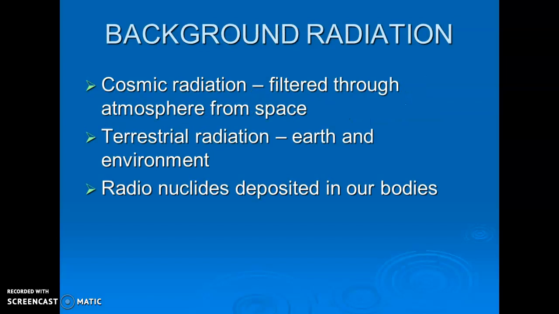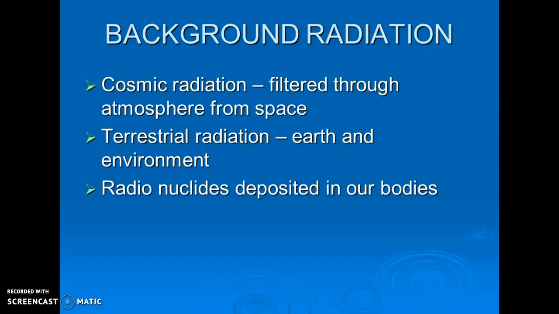Some different sources of radiation. You have cosmic radiation, which just filters to Earth from space. Our atmosphere protects us from a lot of that, but some radiation still gets through. Otherwise, we wouldn't be warmed by the sun. We wouldn't have the light from the sun. So those are two examples of radiation that we like, but there are other types that come through as well.